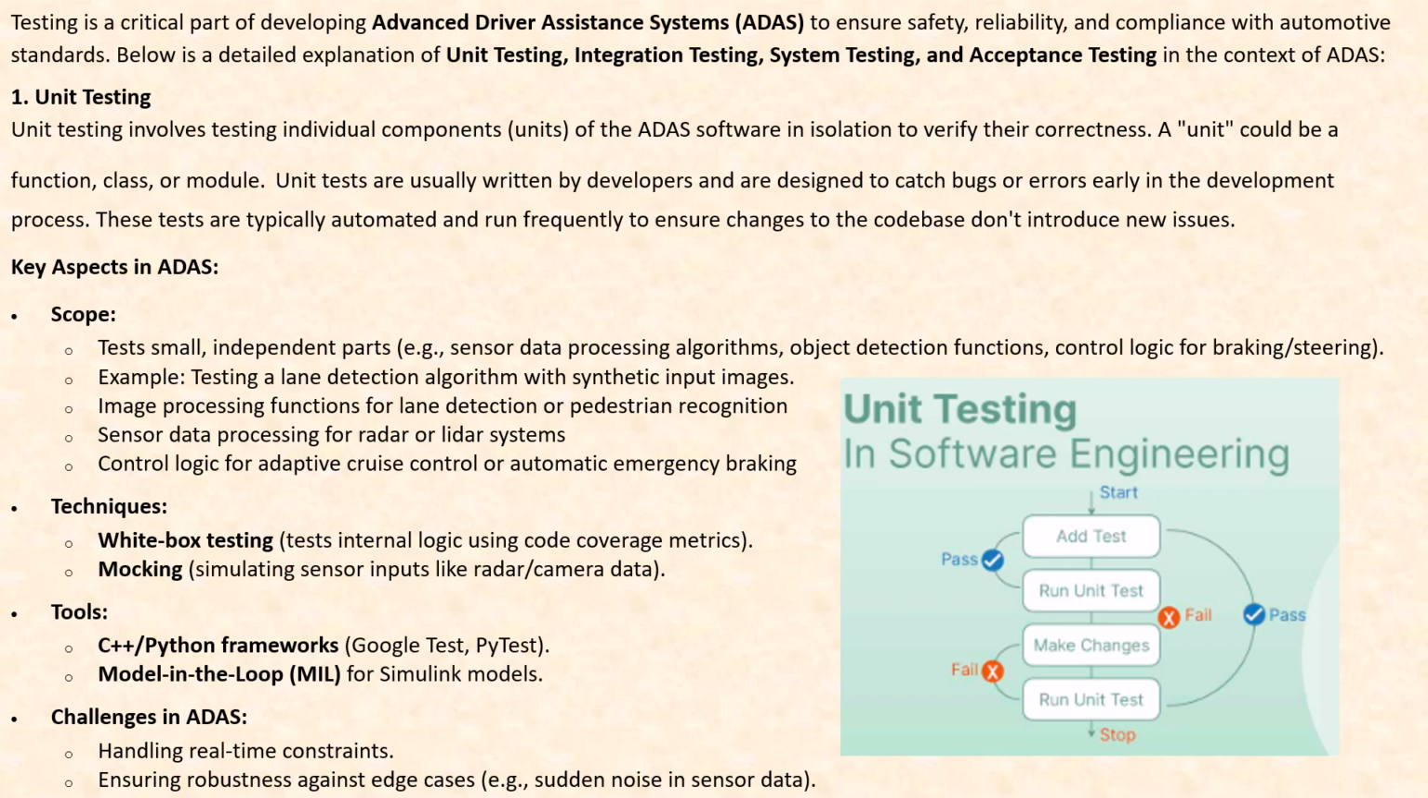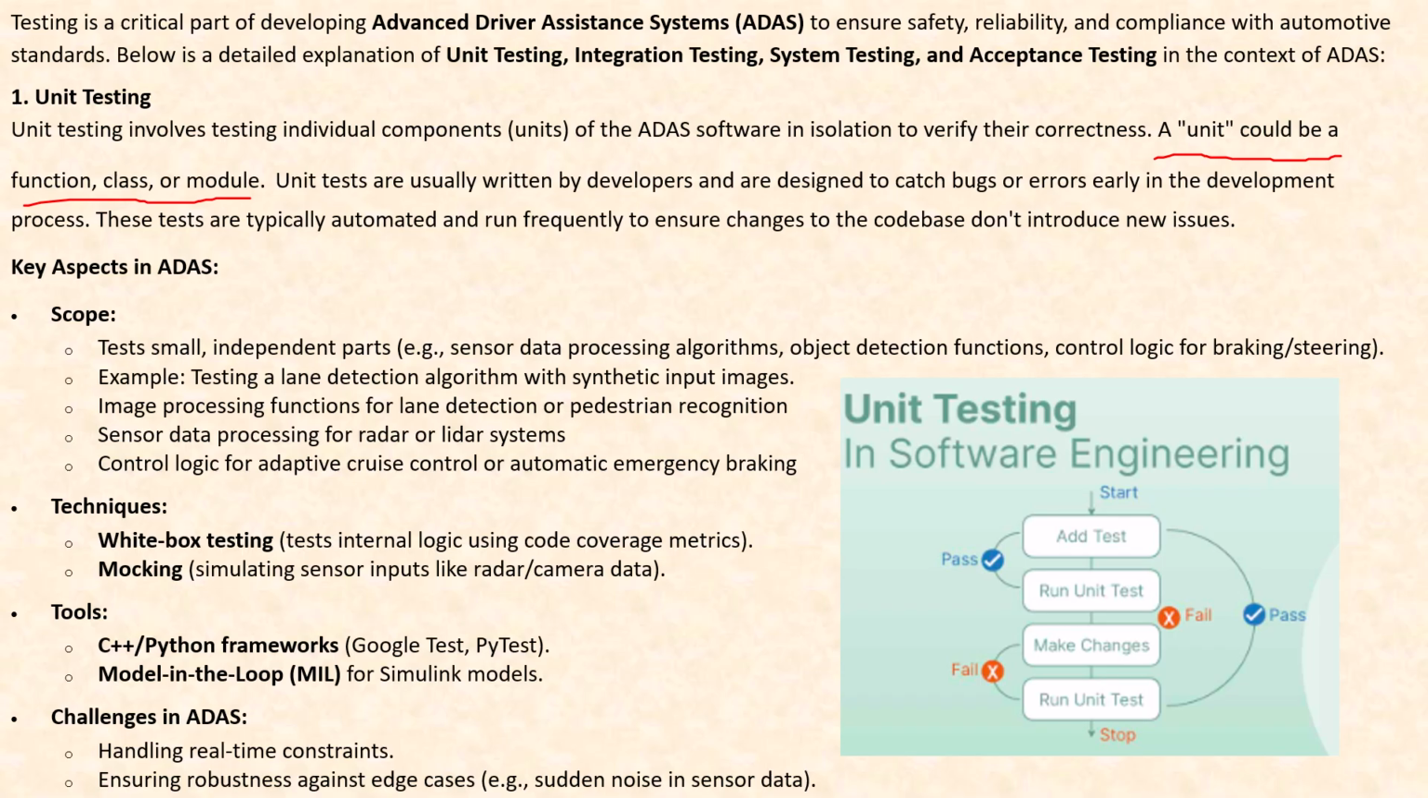First is unit testing. Unit testing involves testing individual components of ADAS software in isolation to verify their correctness. A unit could be a function, class or module. Understand this word very carefully. To understand this word is extremely important. A unit could be a function, class or a module. That is the smallest component of the software which executes a given application. That is called unit.